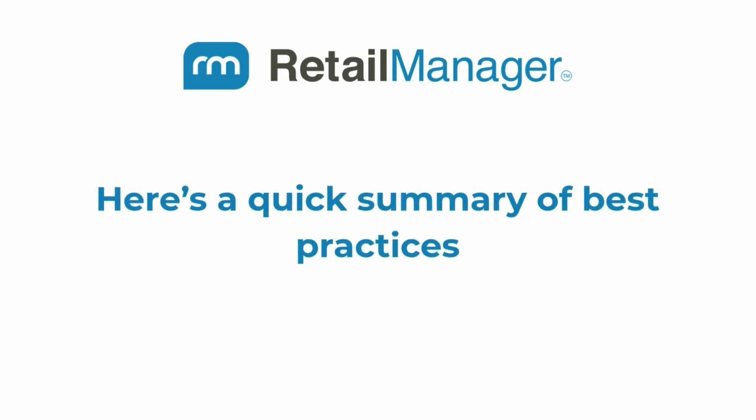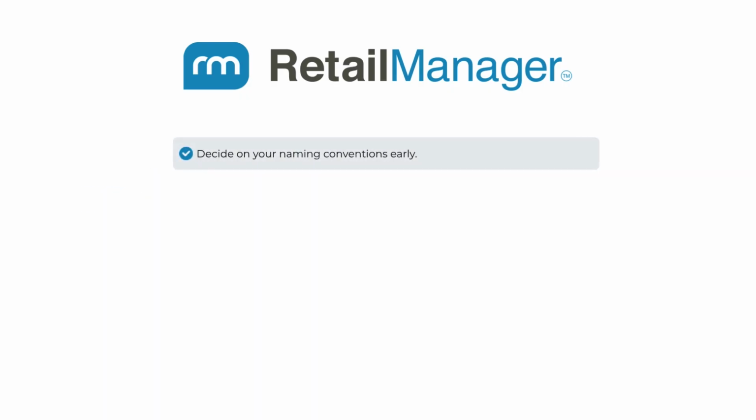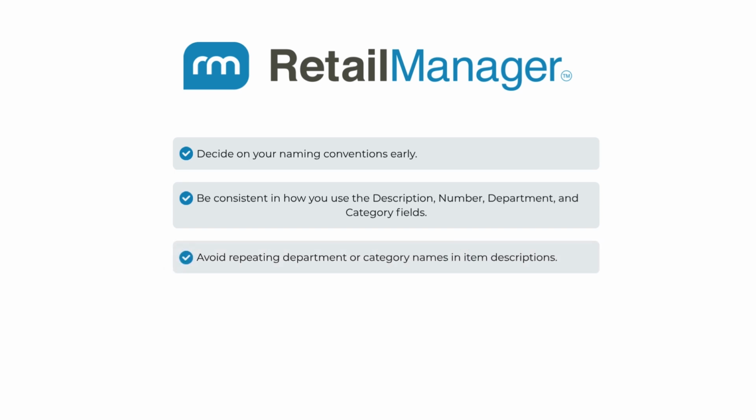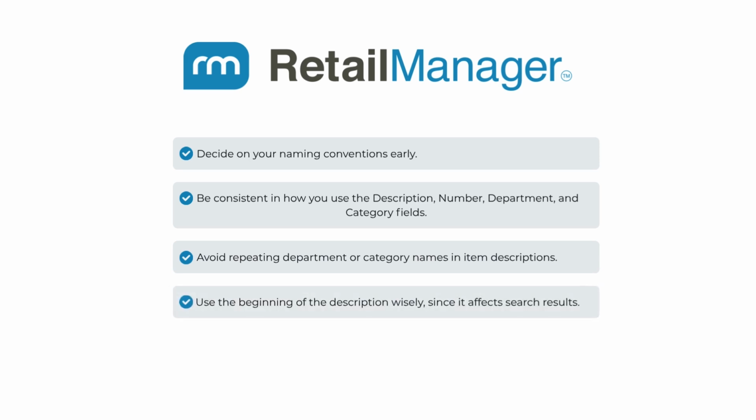Here's a quick summary of best practices. Decide on your naming conventions early. Be consistent in how you use the description, number, department, and category fields. Avoid repeating department or category names in item descriptions. Use the beginning of the description wisely, since it affects search results.